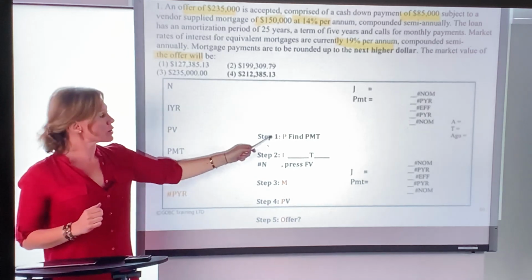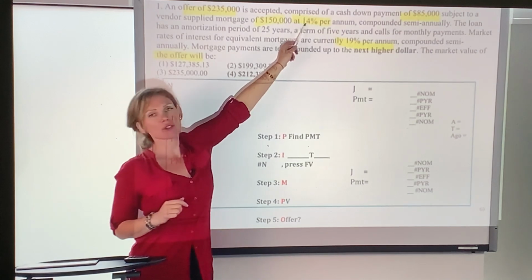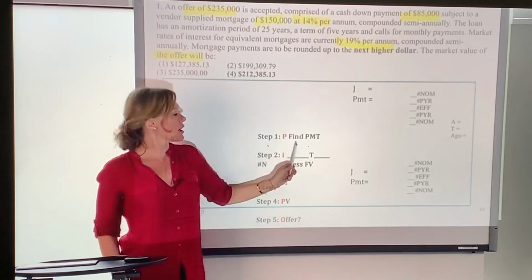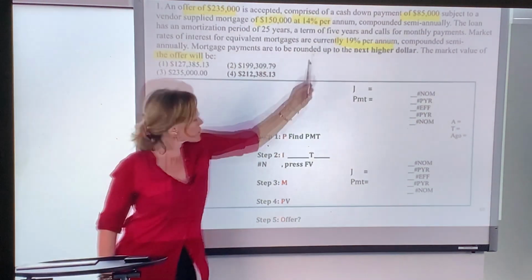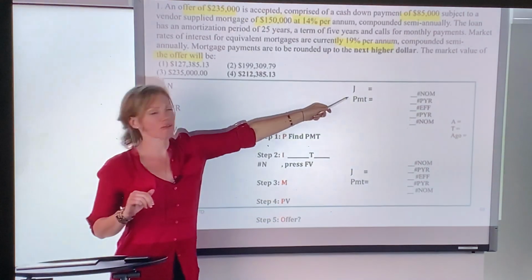Step number 1. If you're looking to find a payment, you're always going to be using the first rate that's given to you in the question. Keep it simple. So you're going to use that 14% to find a mortgage payment, and then that 19% you will use in step number 3. So whatever is the first rate that's given to you, don't overcomplicate it. You're going to use that first to find the payment.